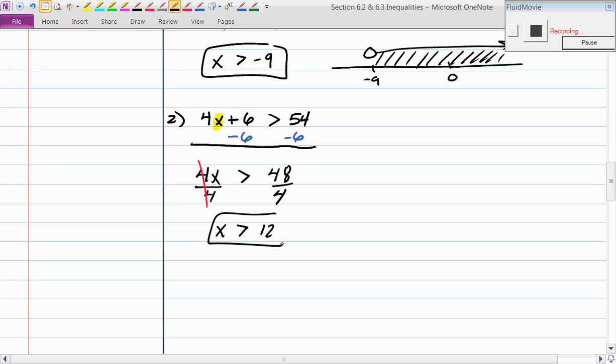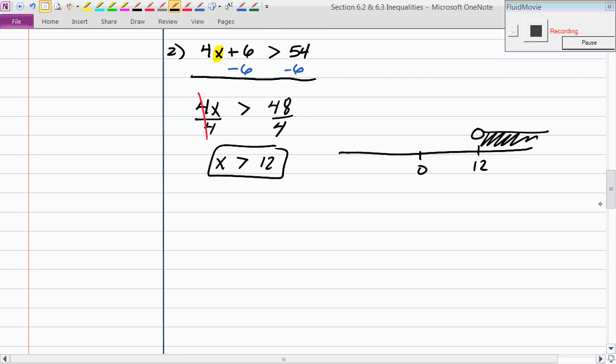Very good. Okay, if I'm going to graph, if this is 0, where's 12 need to be? To the right. Very good. Give me an open dot or a closed dot? Open, and we shade to the... Very good. You guys catching on to this?